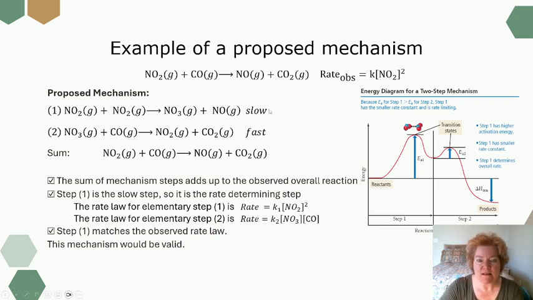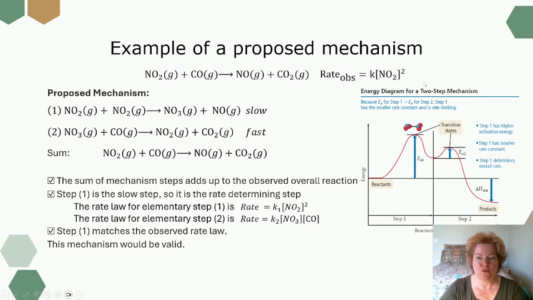The proposed mechanism is that the first step is the slow step. So let's see if that would pan out. Again, the sum of the mechanism steps adds up to the overall observed reaction, so this is a possible mechanism. For step 2, I'm looking for step 1 to be the slow step, the rate determining step. The rate law for the first step is k times NO2 squared, because it's the same particle, so it's really 2 NO2 making NO3 plus NO. And for the second elementary step, it'd be NO3 times CO.